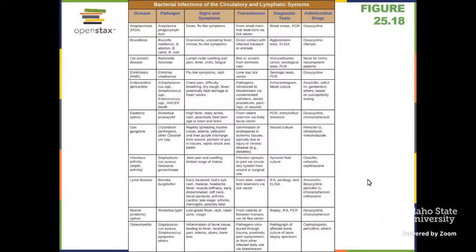Lyme disease, or Borrelia burgdorferi. There's a handful of different things. So bullseye rash is a potential. Malaise, headache, fever, muscle stiffness. Then early in the dissemination, we see stiff neck, facial paralysis, arthritis, carditis. And then in the late stages, arthritis, meningitis, and possibly fatal.